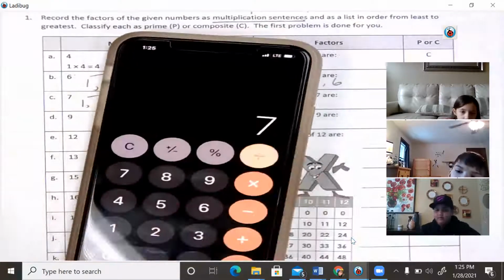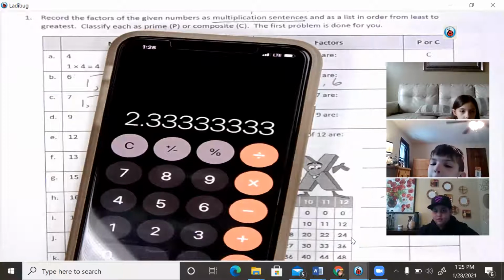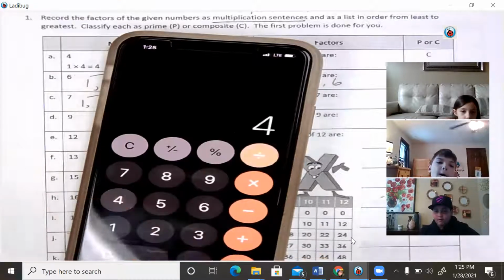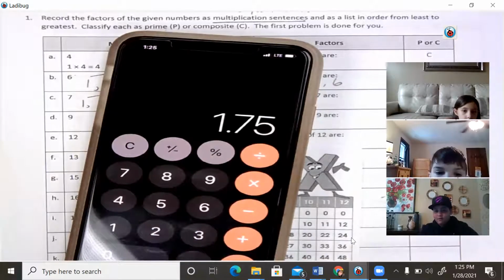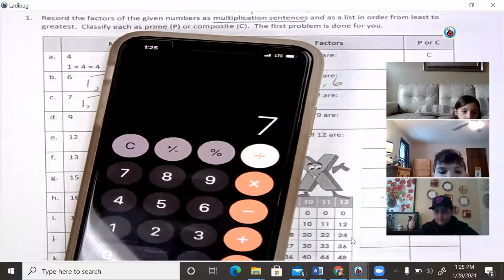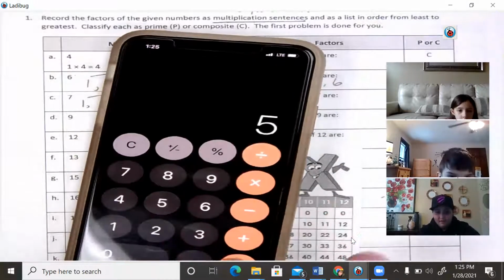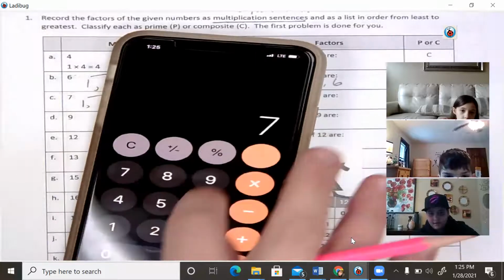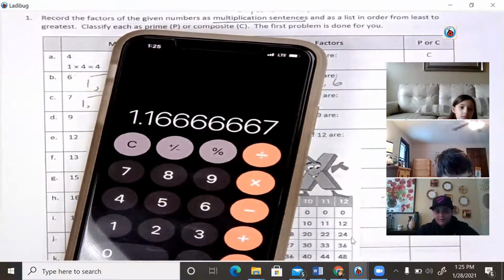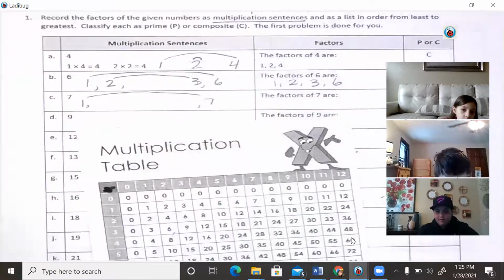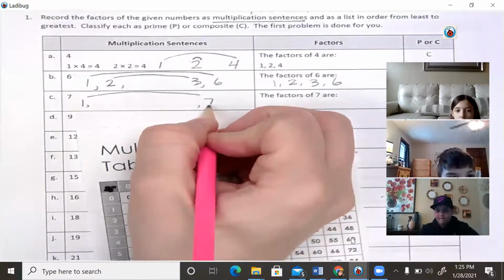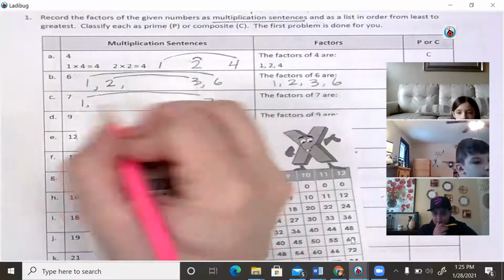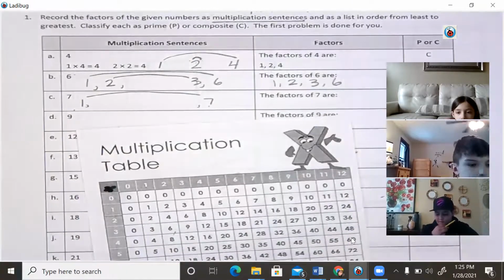What about 3, Carson? If I do 7 divided by 3, does 3 work? No. What comes after 3? 4. Does 4 work? No. What comes after 4? 5. Does 5 work? No. What about 6? No. So then we're back to 7. And we already know 7 times what equals 7? 7 times 1. So we're not going to rewrite that. So what are my factors of 7, Carson?